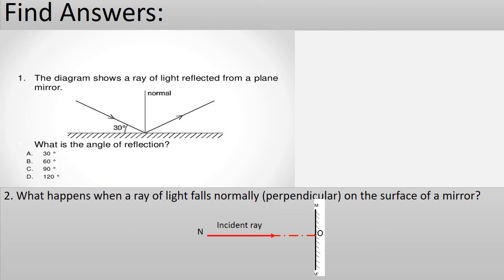So here are 2 questions and try to answer. The first, you can see a ray diagram, and the 30 degree is the angle that the incident ray makes with the mirror. So you have to find out what is the angle of reflection. Second question, what happens when a ray of light falls normally or perpendicular? That means it is making 90 degrees on the surface of a mirror. So try to answer these questions.